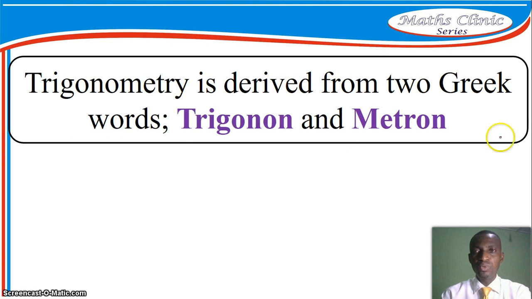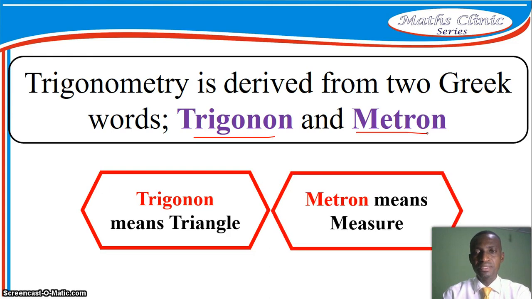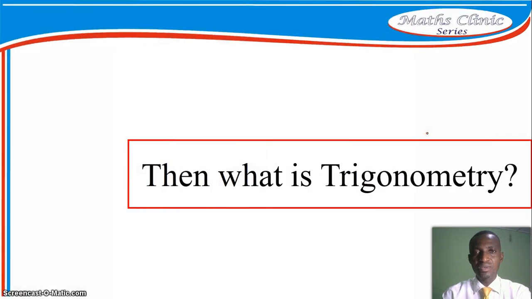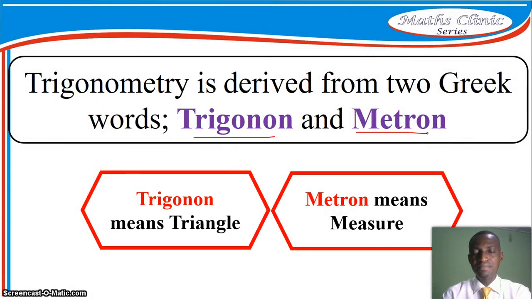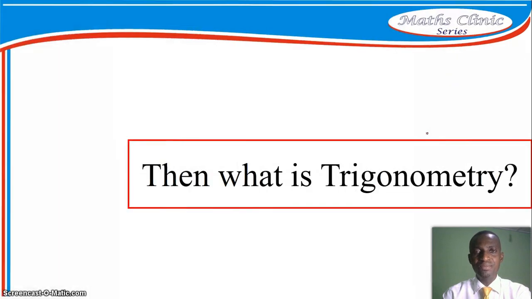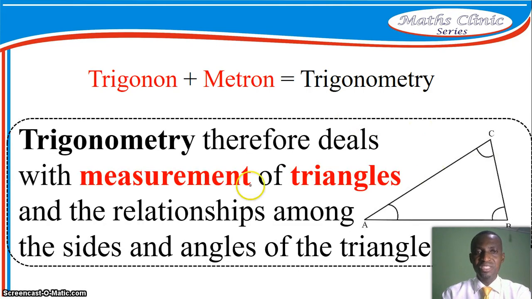Trigonometry is derived from two Greek words, trigonon and metron. Trigonon simply means triangle, and metron means measure. So my question is, what then is trigonometry? If trigonon means triangle and metron means measure, you can pause the video and define trigonometry to yourself. Good. I'm sure you said trigonon plus metron means trigonometry. That means trigonometry deals with measurements of triangles and the relationship among the sides and angles of these triangles.